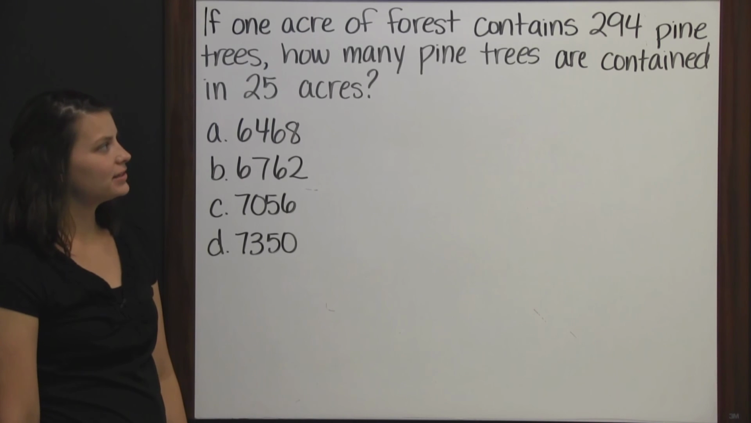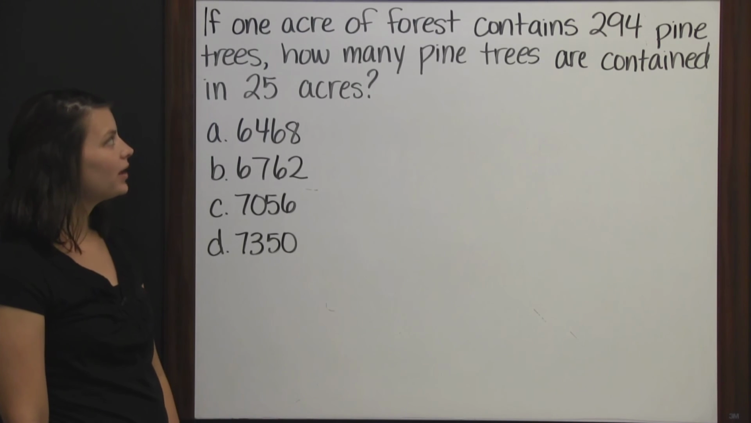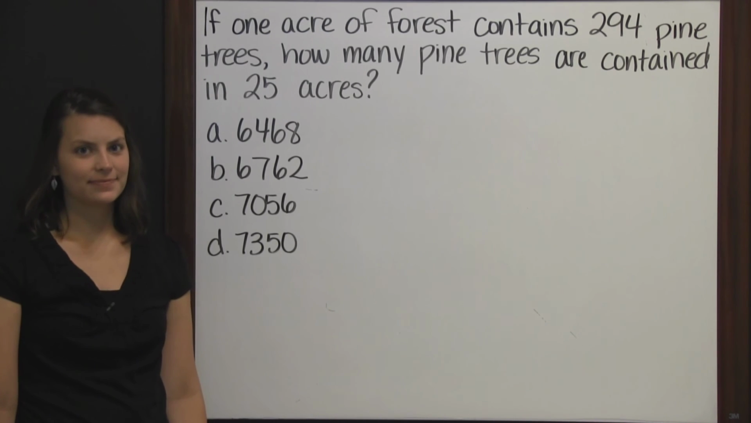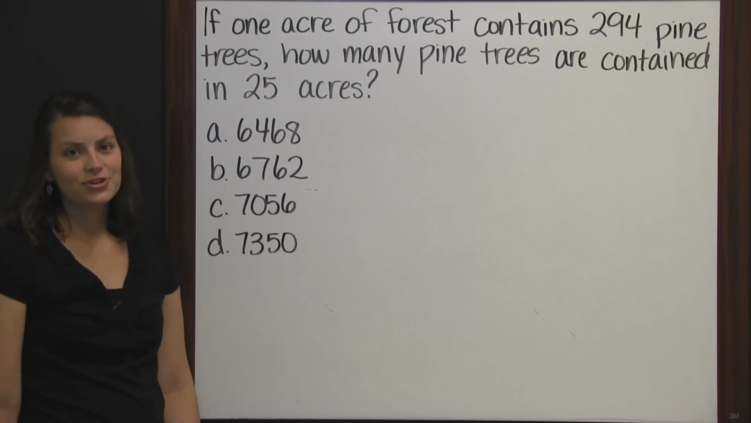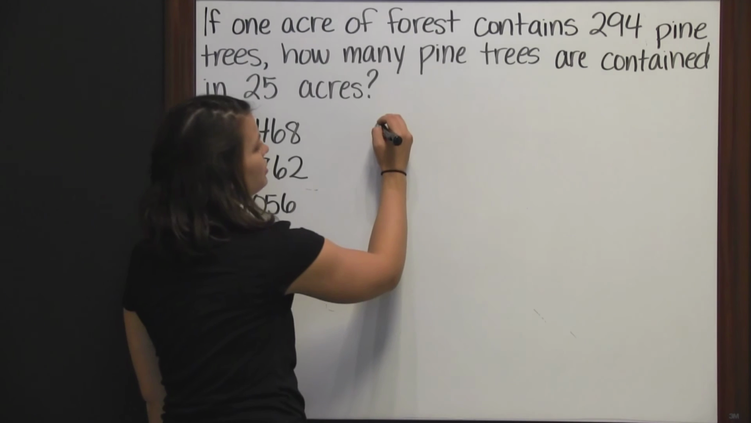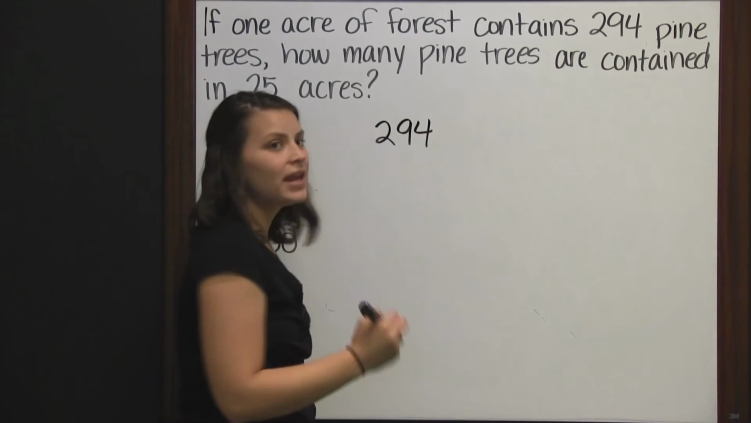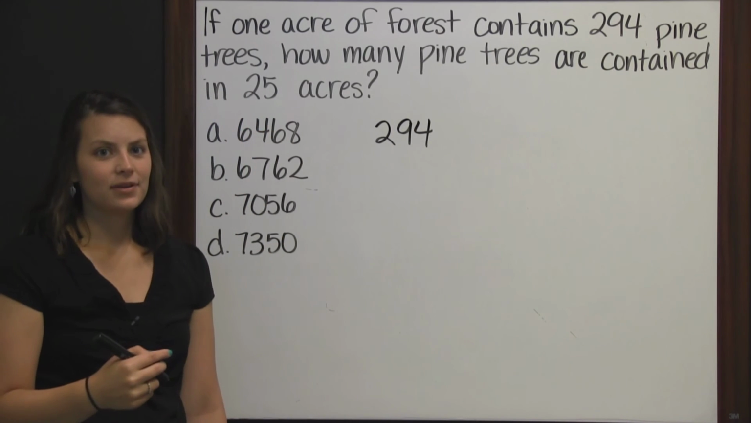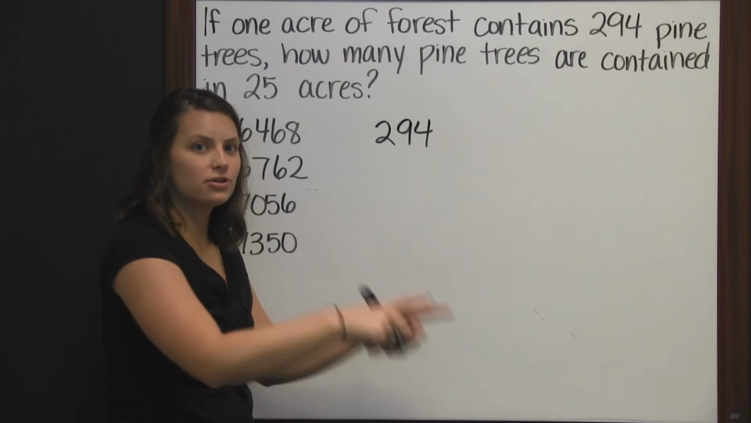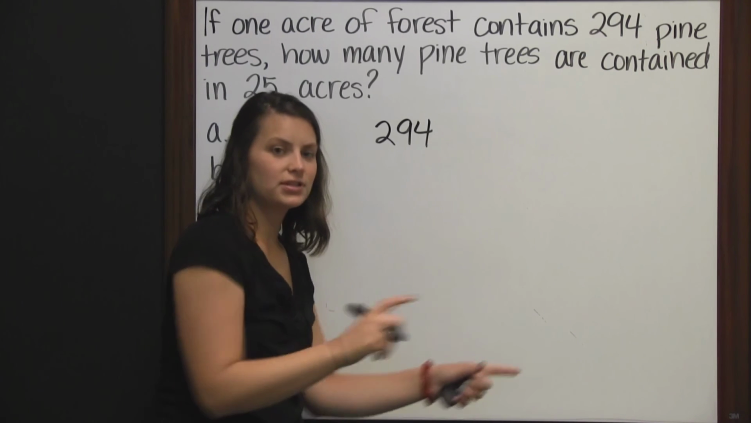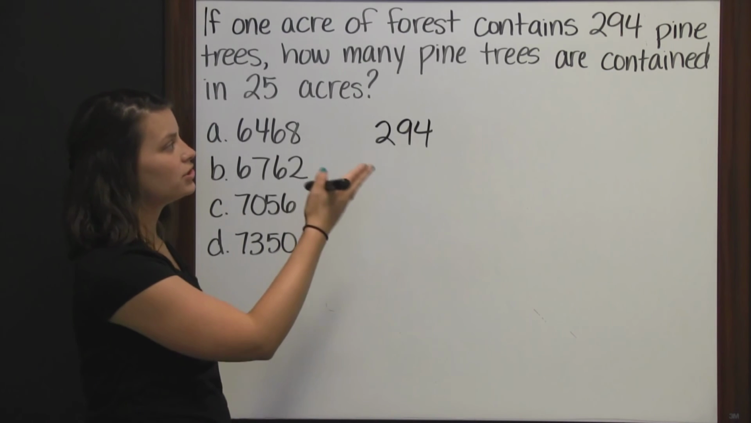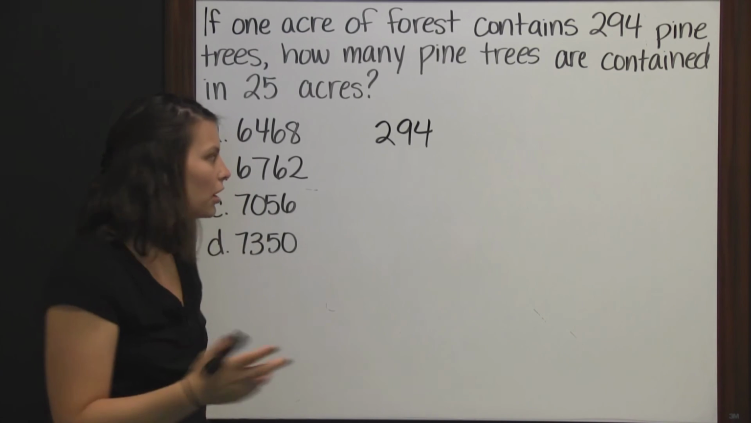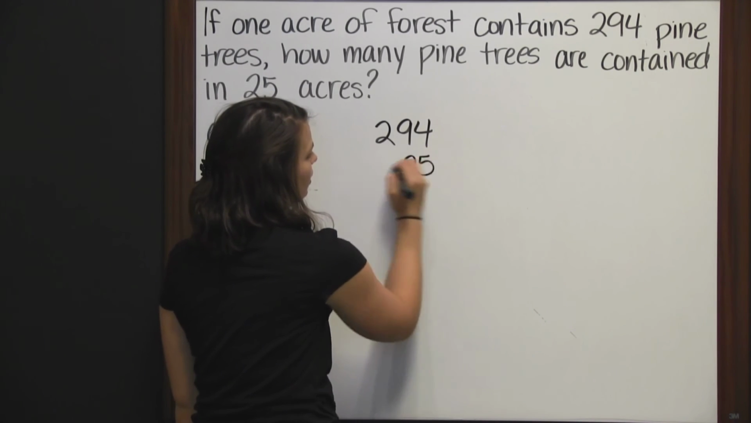If 1 acre of forest contains 294 pine trees, how many pine trees are contained in 25 acres? This is a multiplication problem. There are 294 pine trees in 1 acre, and we have 25 of those. So there are 294 pine trees here, 294 pine trees in this acre, 294 pine trees in this acre. So you could add 294 to itself 25 times, or you could just multiply 294 times 25.